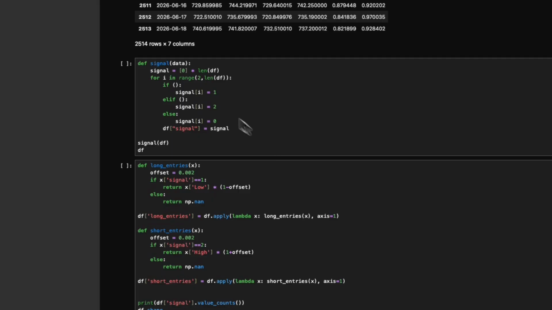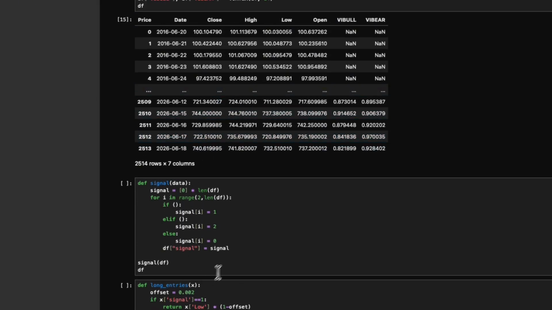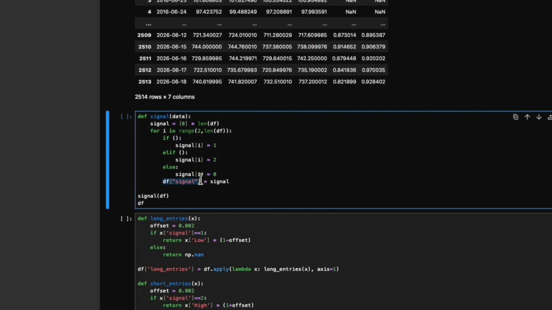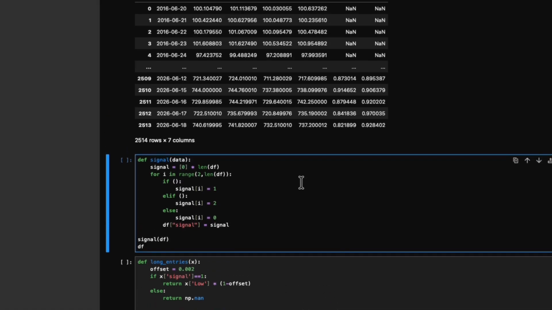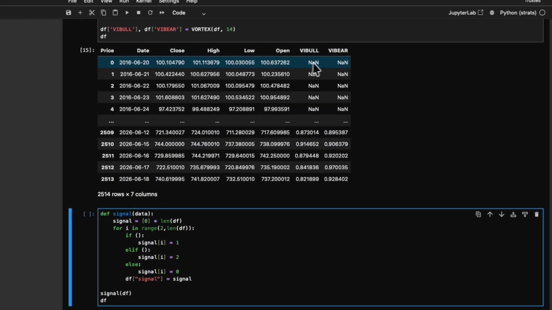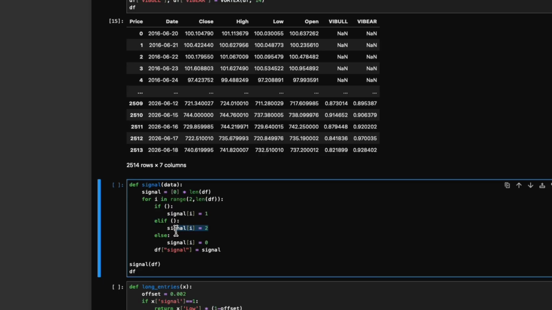So what we're going to do is create a signal function. So we're going to create a new column within our data frame called signal. And in it, this is what the backtesting library uses to know when to buy and when to sell. So we're going to run a loop over our data. That's this line here, for i in range. So we're going to run a loop over the length of our data, going row by row, looking for our buy and sell parameters to be hit. And where our buy parameters are hit, we're going to put a 1 in our signal column. And where we get a sell signal, we're going to put a 2 in our signal column. And if there's no signal, it'll be 0.